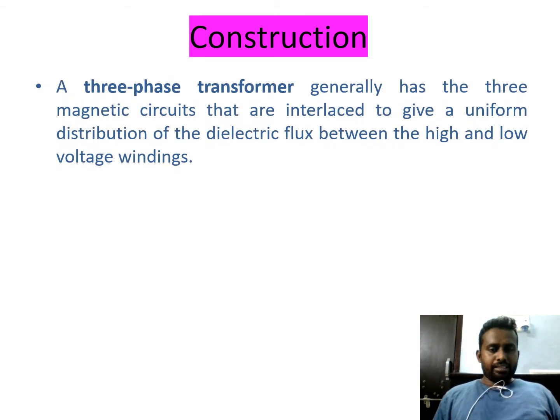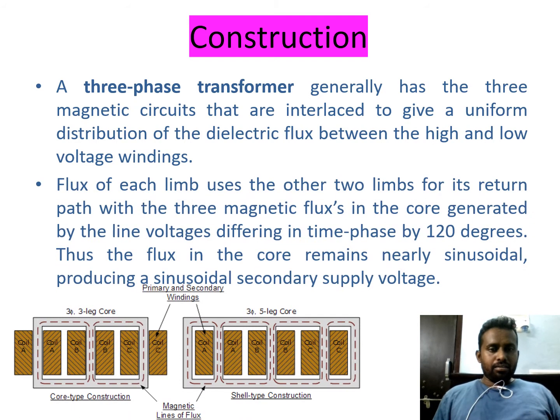Now let us see the construction and principle of operation. A 3 phase transformer generally has 3 magnetic circuits to give a uniform distribution of flux between the high and low voltage windings. As you can see, this is a core type and this is a shell type.